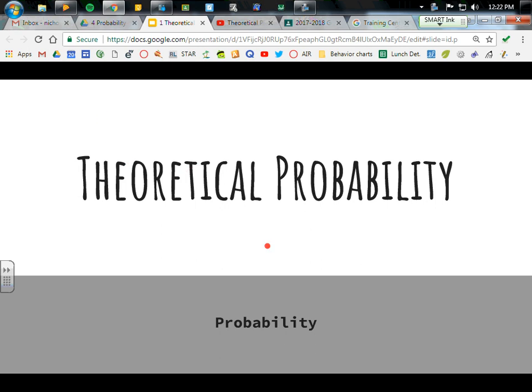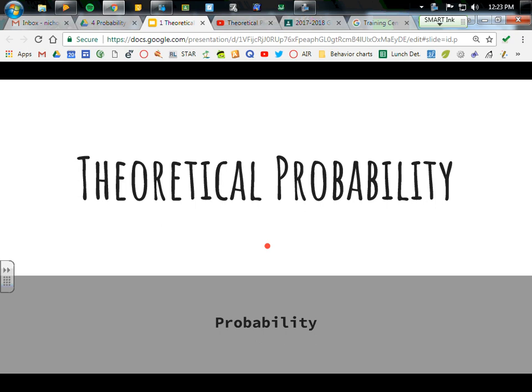Hey everybody, so we're starting a new unit on probability, and we are going to start with theoretical probability. So first of all, what is probability? What does that mean? Well, probability describes the chance or the likelihood that something is going to happen. Think of the word probably, like is it going to rain today? Probably.